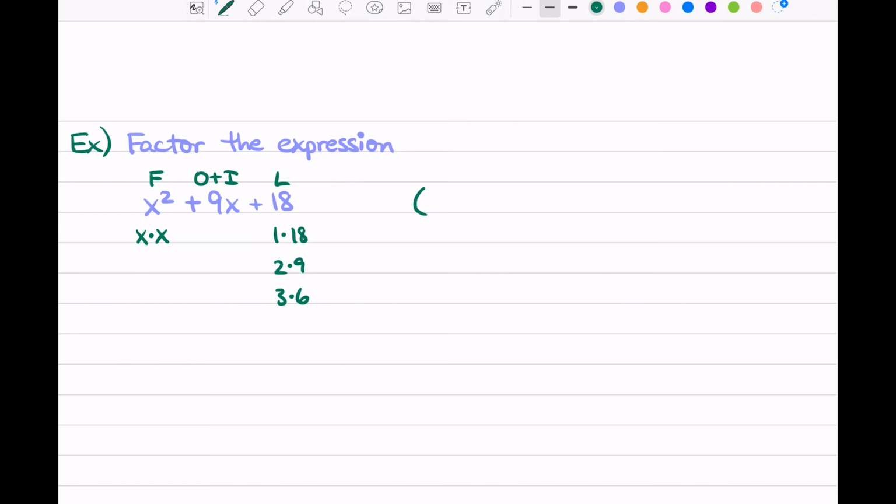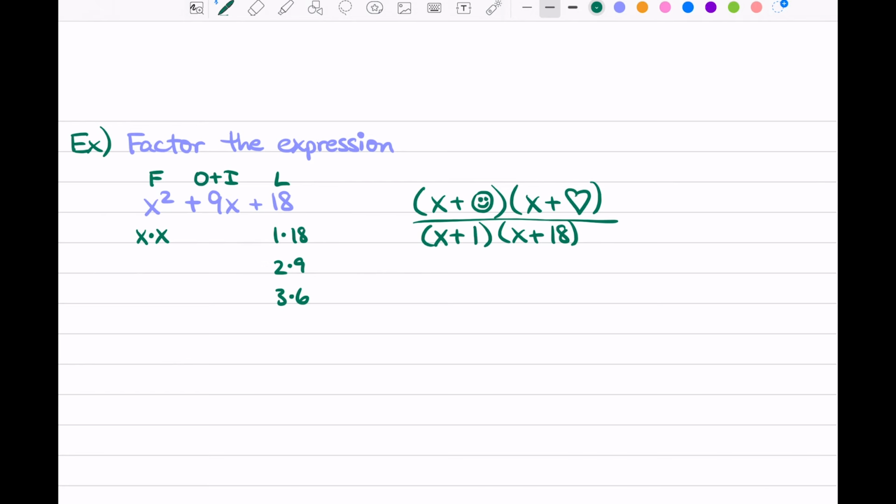So we're going to have something that looks like x plus smiley face times x plus heart. We just need to figure out what our smiley face and heart are. So again, it's kind of a puzzle. We have to try out different options for our smiley face and heart and figure out what are the right numbers. So on our first line, we have x plus 1 times x plus 18. So here we're trying out 1 and 18 as our last numbers, as our last pieces.